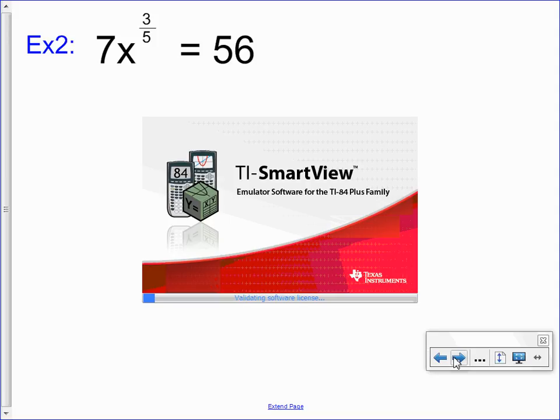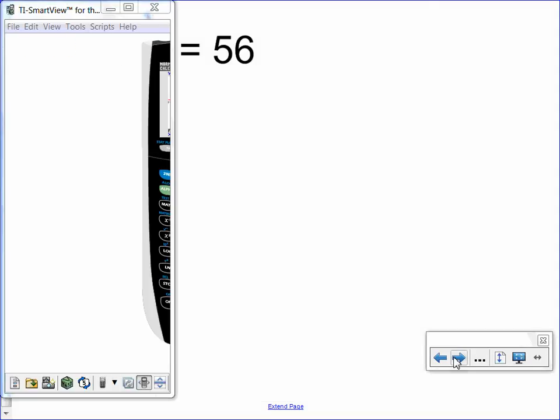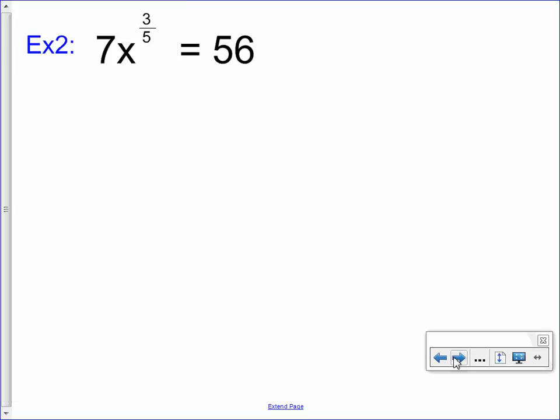Let's see this one. Question. Does the exponent belong to the 7, the x, or both? Just the x. So in order to solve this, you must get rid of the 7. The 7 does not have the 3/5 in it. So that can be gone. How? Divide. So you have x to the 3/5 is equal to 8.